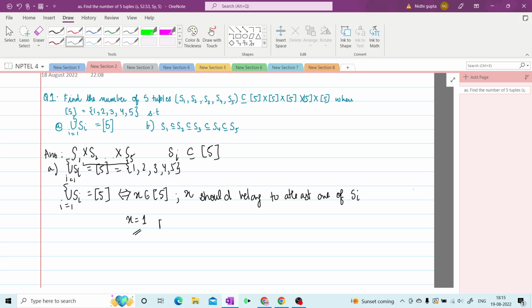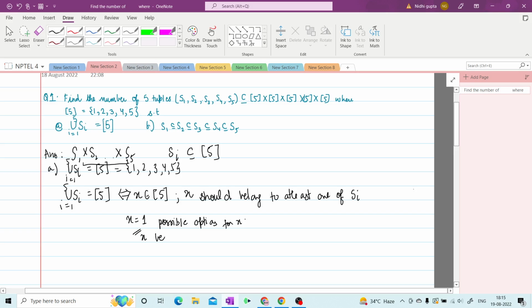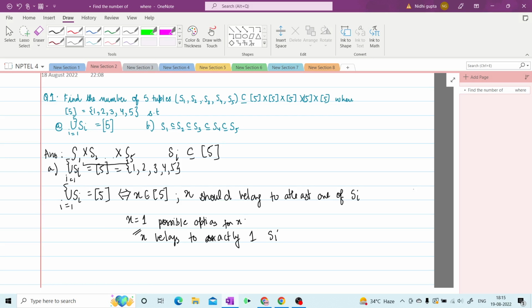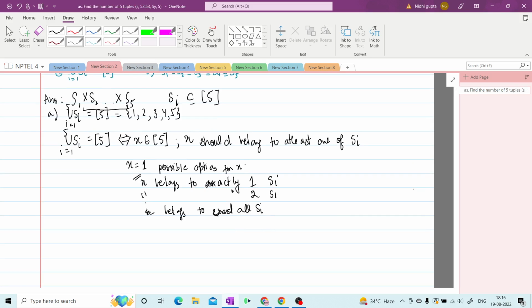So what are the possible options for X? X belongs to exactly one Si, or X belongs to exactly 2 Si, or so on, up to X belongs to all Si, that is all 5 Si. So we go from 1 to 5, and we have these 5 cases.